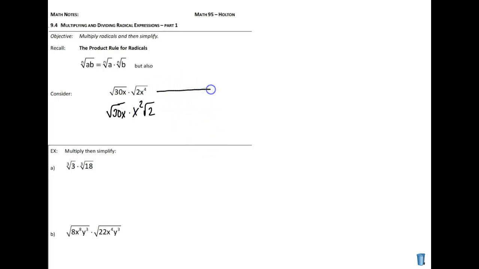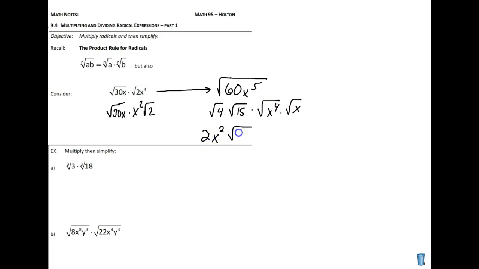So instead what I'm going to do is combine the radicals first into one radical, make this the square root of 60x to the fifth, and then look for those perfect square factors. So 60 is really 4 times 15, so square root of 4 times square root of 15. And then x to the fifth, I can say that's really x to the fourth times x. So square root of x to the fourth times square root of x. Then I can simplify. This is 2, and this becomes x squared. And I'm left with square root of 15x, and that's my simplified answer.